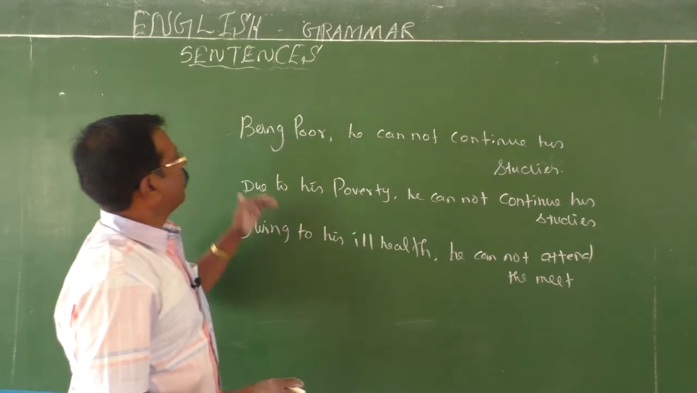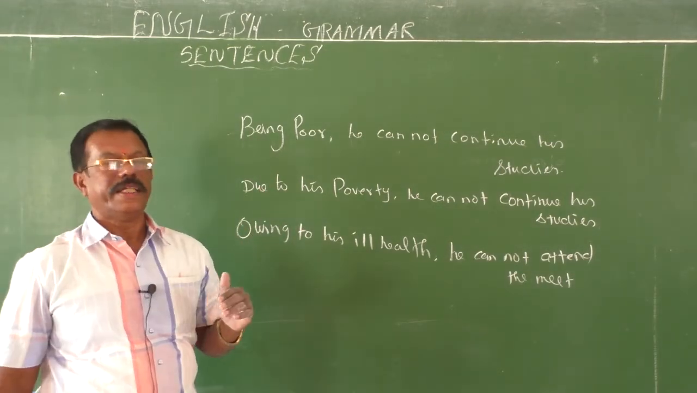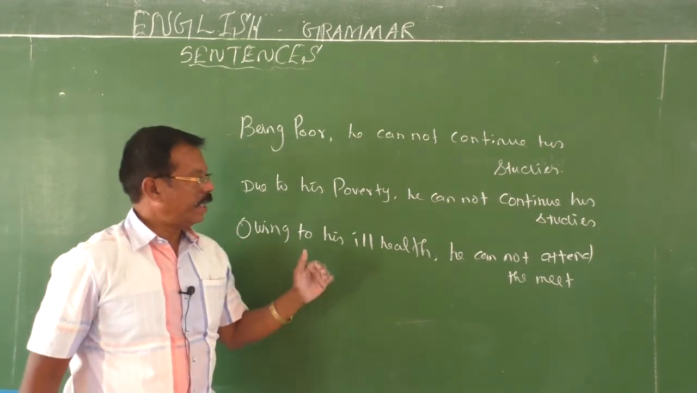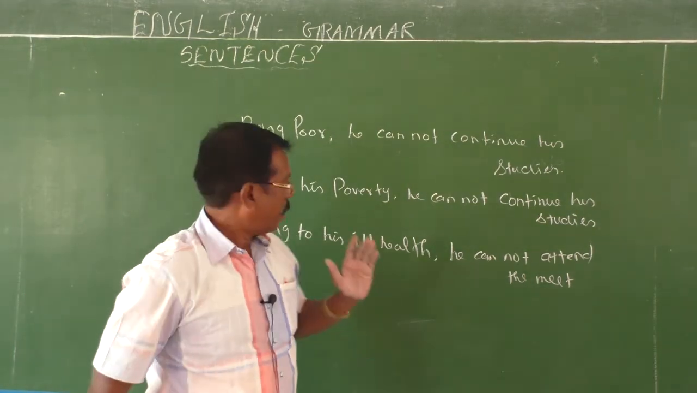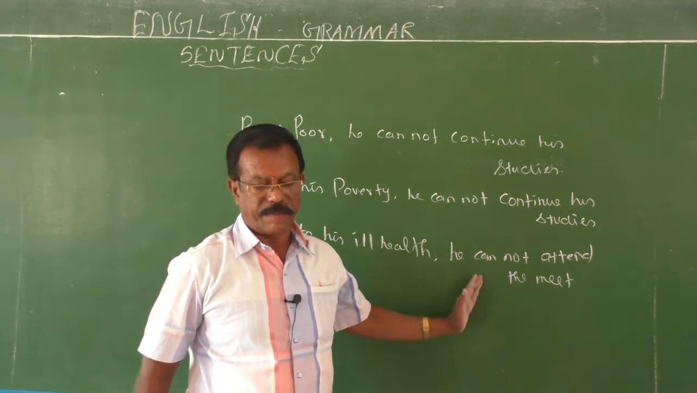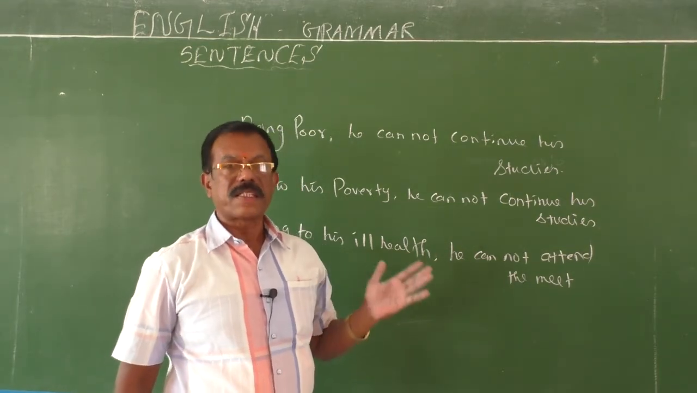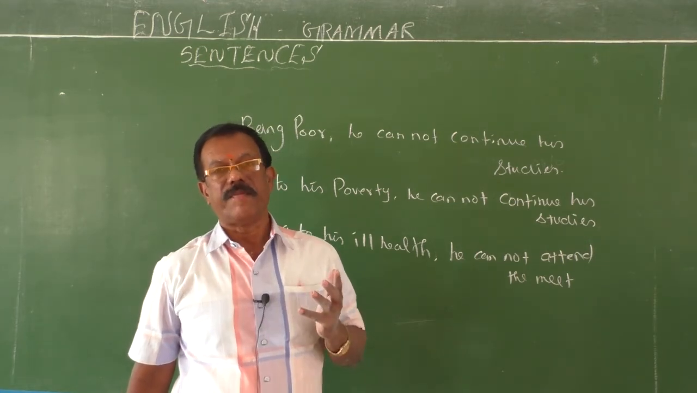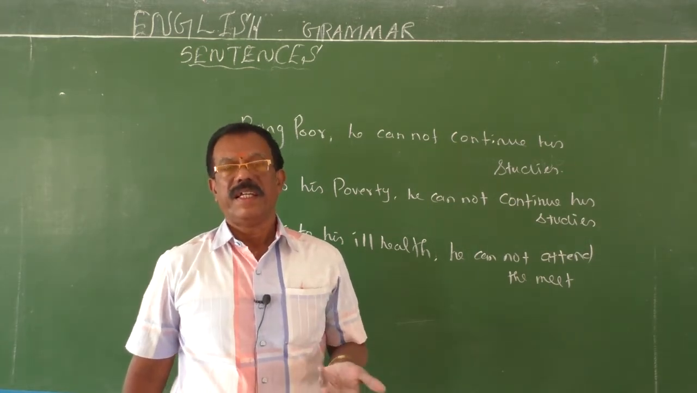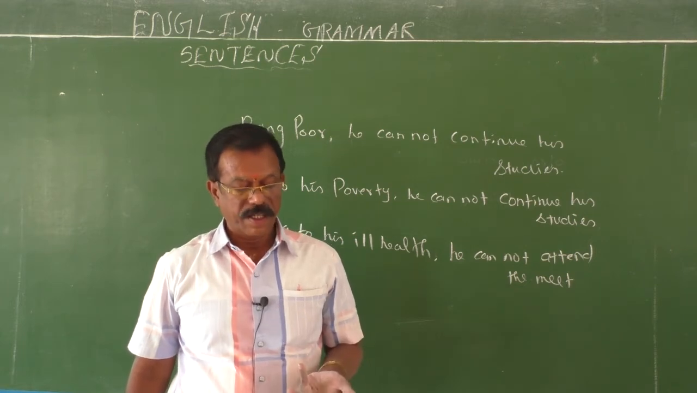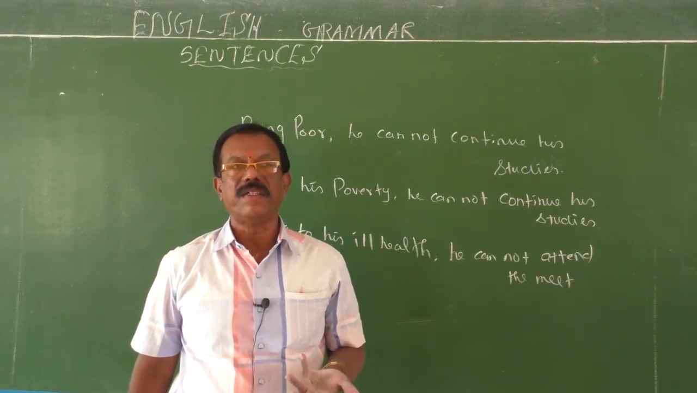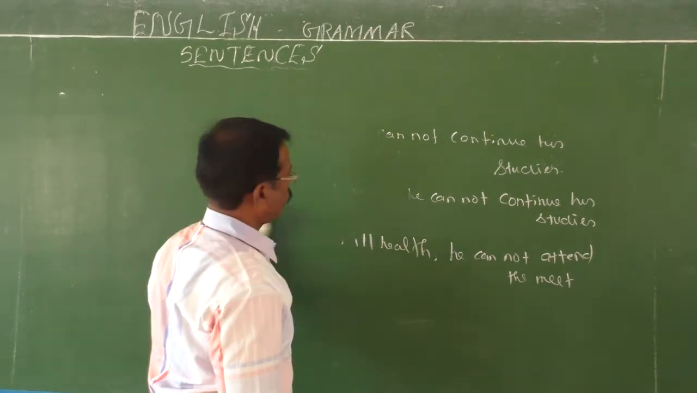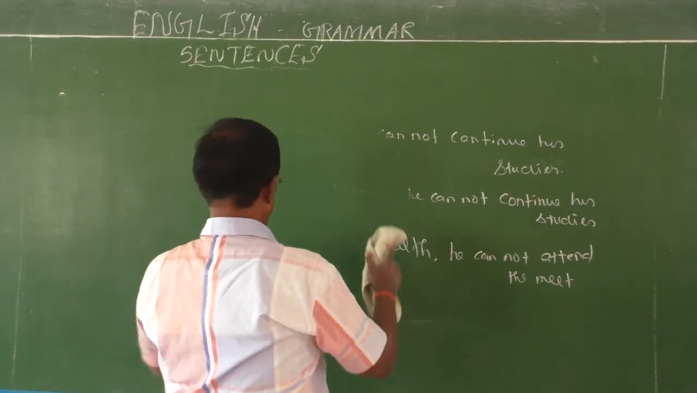Being poor, he cannot continue his studies. Due to his poverty, he cannot continue his studies. Owing to his ill health, he cannot attend the class. On account of his ill health, he cannot attend the meeting today. Because of heavy traffic, he cannot reach the place in time. In the event of you working hard, you can get good marks. I will give you sentences which will help you to understand these phrases well.